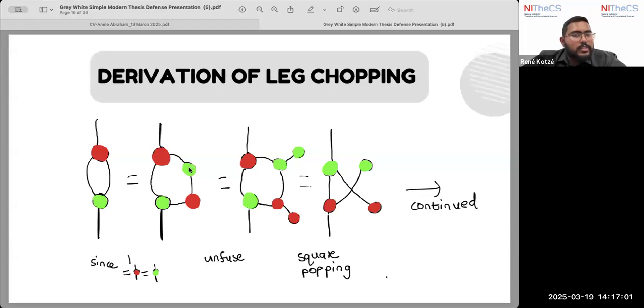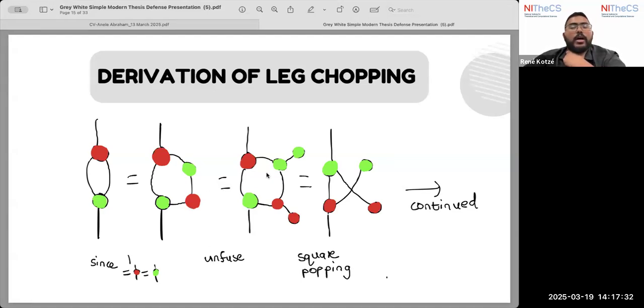And similarly for this green spider, I think someone raised their hand. You can go ahead and ask a question before we continue. Okay, so he says it's fine.